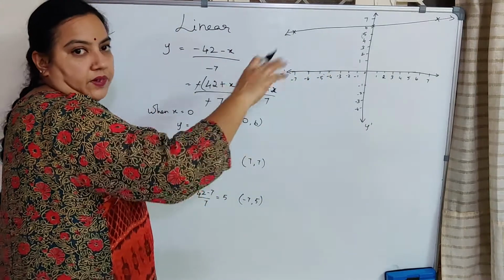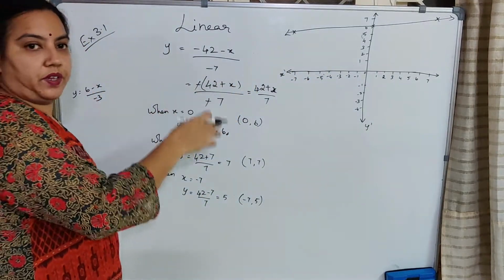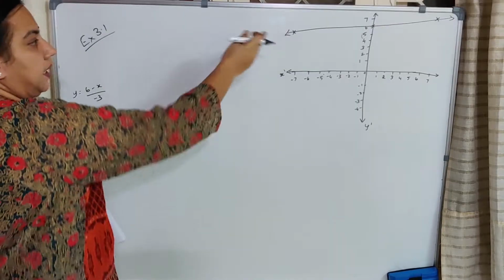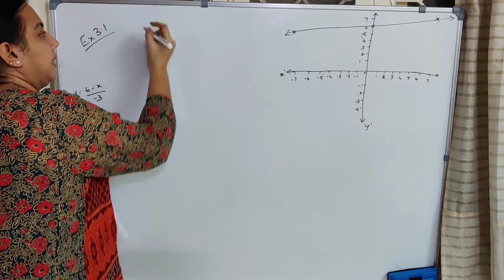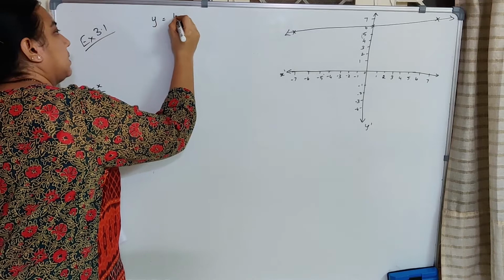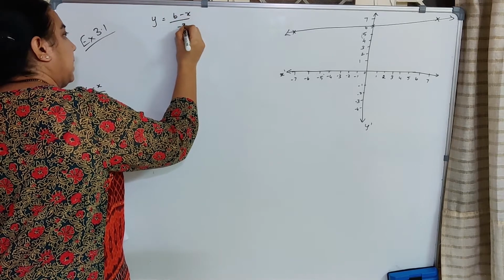It's just a rough diagram. We can do this perfectly on graph paper. The first line has been represented on the graph. The second line, y is equal to (6 minus x) by minus 3.